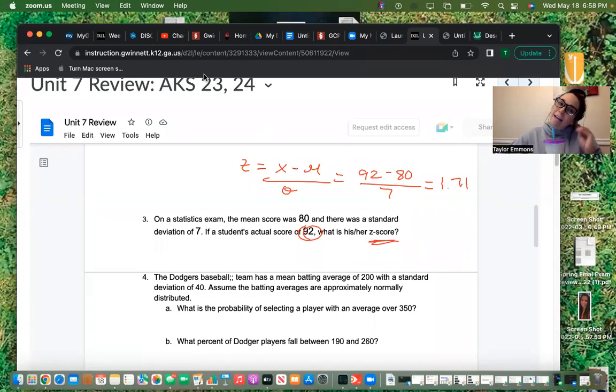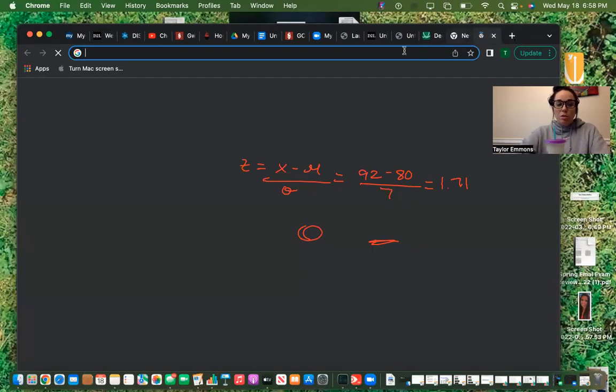Now, if it asks for the probability, then you're going to go to your z-score table, and that will be given to you. It'll be at the bottom of your formula sheet, so just keep that in mind. When you're looking, make sure that you're on the positive one. But for right now, let me pull up a z-score table.